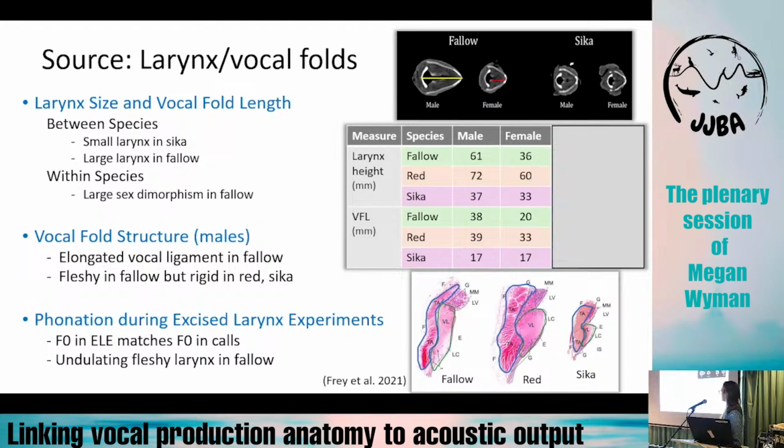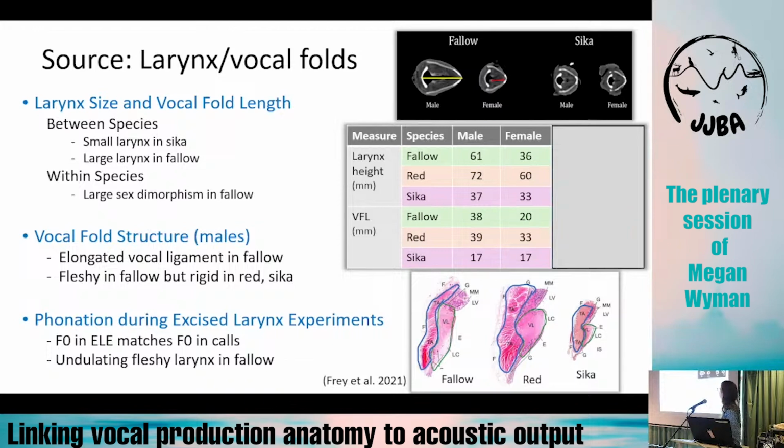And in vocal fold structure, here's some histology of vocal folds down here on the lower right. In the fallow deer, the vocal ligament here, which is where the vocal fold is essentially, is long and floppy. Then in the red deer it gets more compact and defined, and then even more so in the Sika deer right there. So you see big differences in the histology and the shape of the vocal fold itself. So not only the length, but the composition of it.